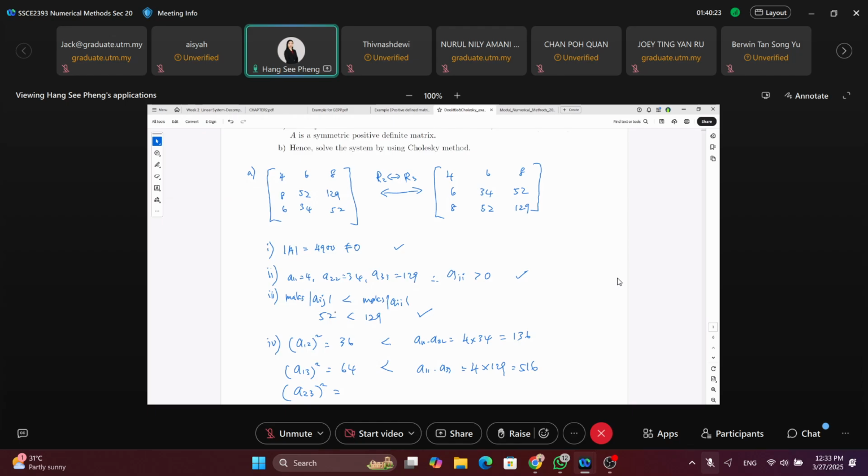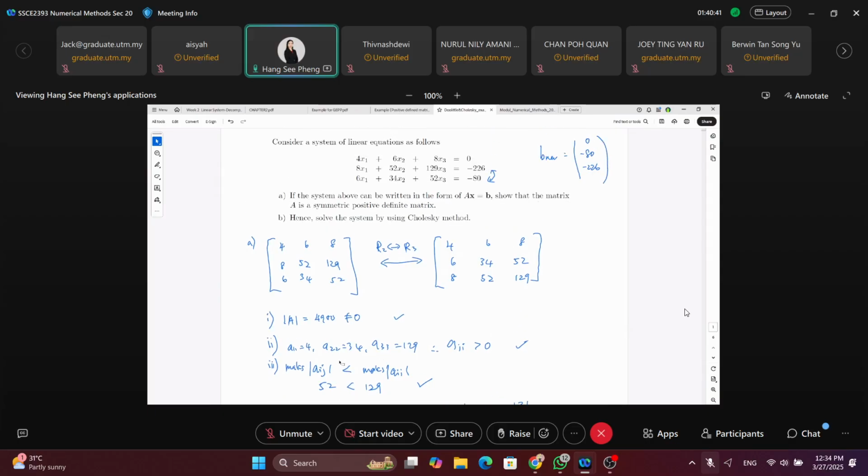52 square. So A22 multiply A33. Check using a calculator: 4,000 something. So this also satisfied. So this is how you prove it. How you prove it for part A.